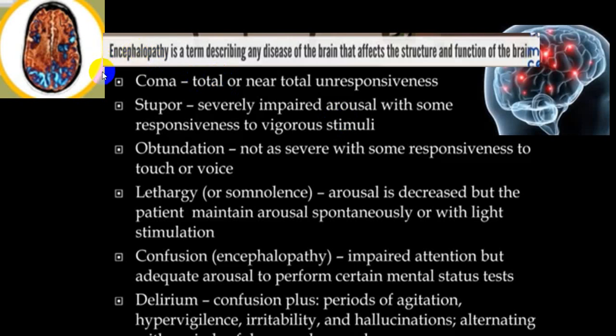Indirectly, we use the term altered mental status. So this can be all the findings in altered mental status, right from coma, stupor, obtundation, lethargy or somnolence, confusion, delirium, etc. These are all included in altered mental status. Short form, we call it AMS.